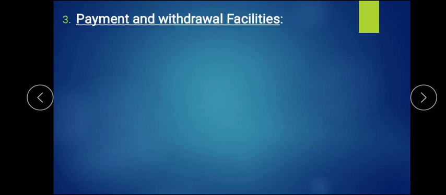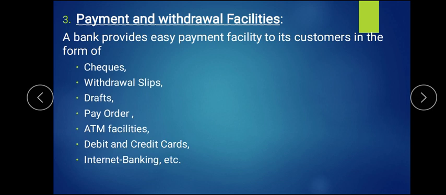The third facility is the payment and withdrawal facility. Now, how do we pay or withdraw money from the bank? The bank gives us easy payment facilities in the form of a check. If you want to pay money from your account to someone else's account, you go with a check.